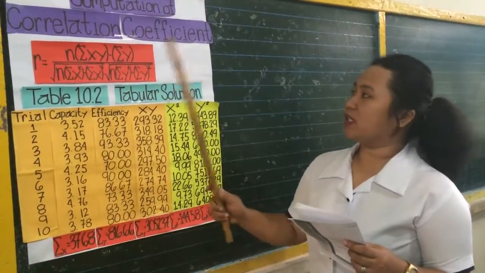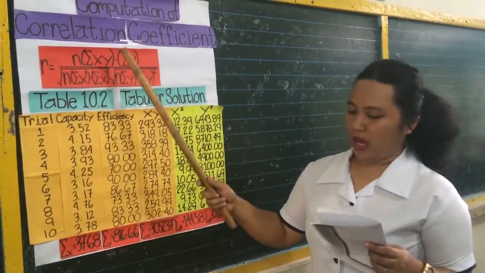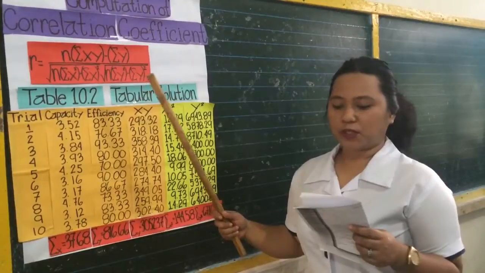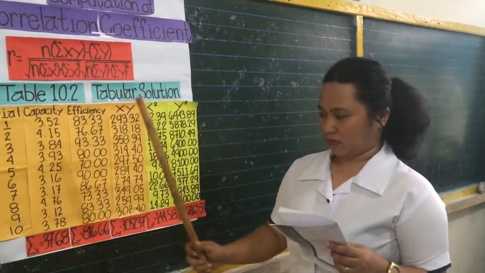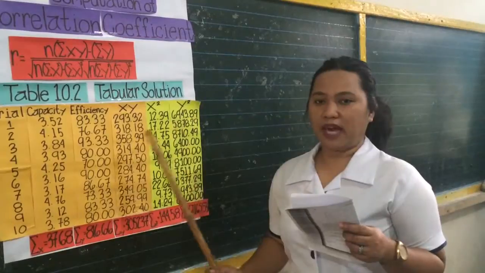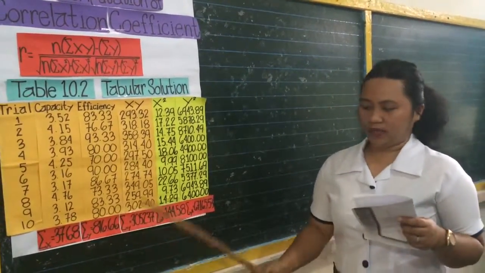N represents the number of data, and the sum of x and y are the sums of x and y values, respectively, which are very simple to calculate. The other remaining terms in the formulas are the summation of xy, the summation of x squared, and the summation of y squared.